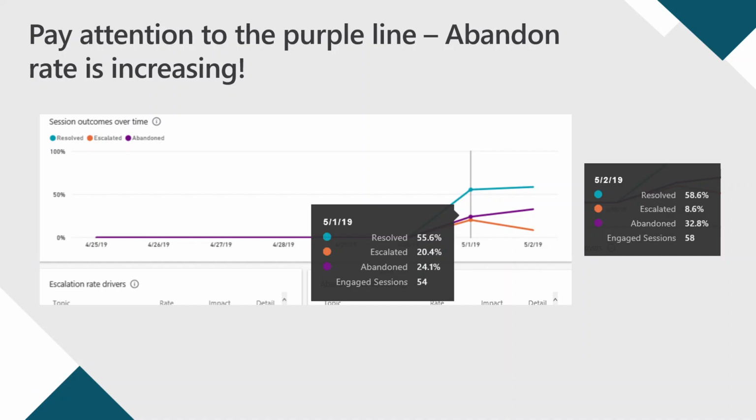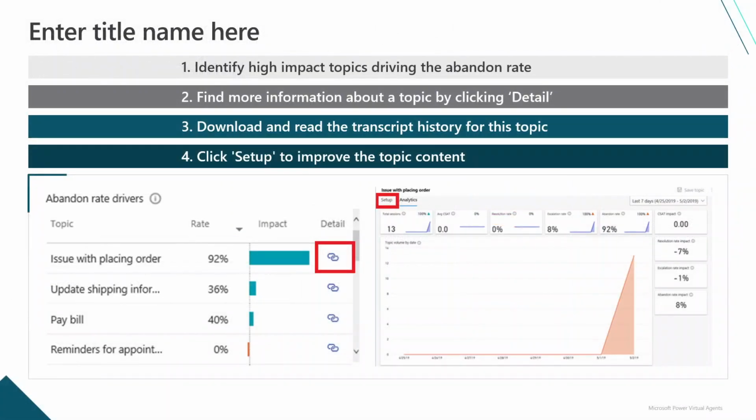And if you hover over these, you can see that in this example, the abandon rate is increasing over time. So something there needs fixing. So you can then look into why that is, and fix this on the fly. So what might be driving the abandon rate?